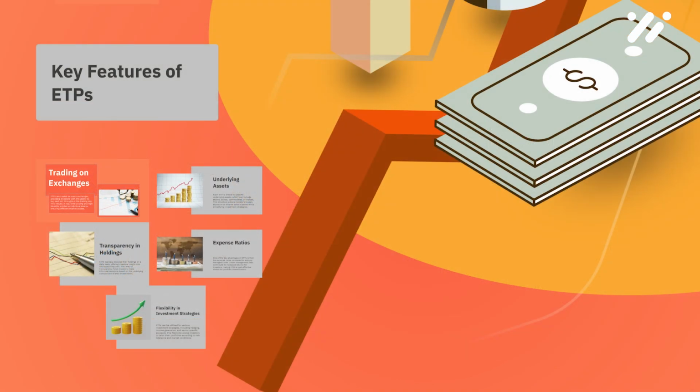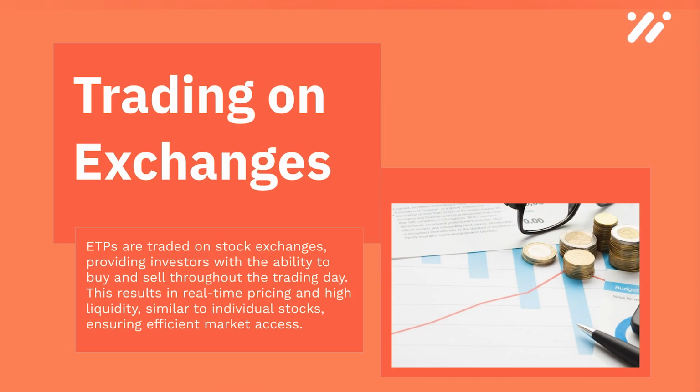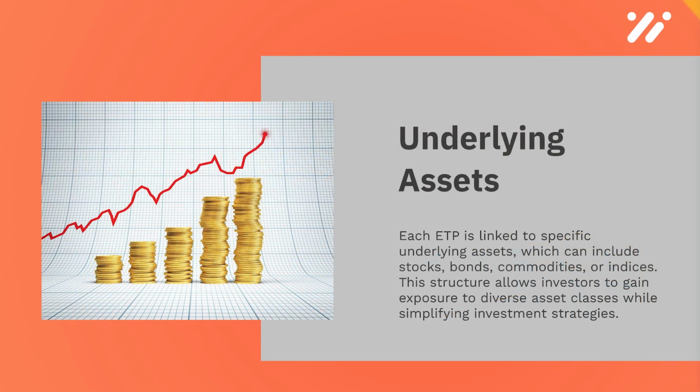Let's move on to the key features of ETPs. First, traded on exchanges. ETPs can be bought and sold throughout the trading day on stock exchanges, allowing for real-time pricing and liquidity. Underlying asset. Each ETP tracks the performance of a specific underlying asset, index, or strategy.